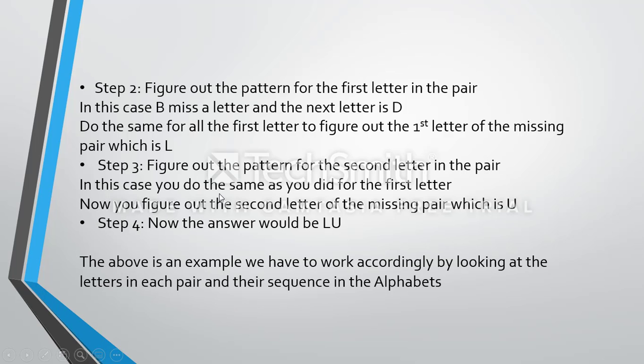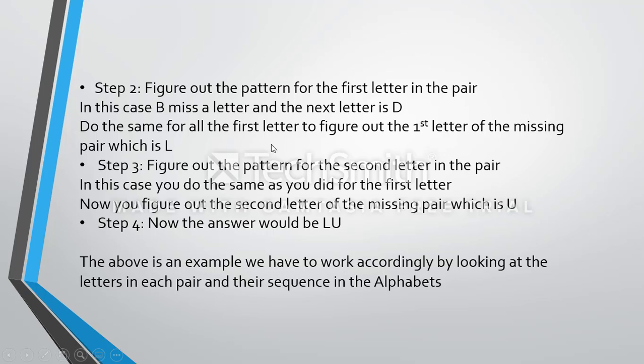Next, step 2, figure out the pattern, which we just did as step 1. Now in this case, figure out the first letter of the missing pair. In this case, B, miss a letter, and D, which we figured out before. Do the same for all of the first letters to figure out the first letter of the missing pair, which, if you continued, would become L.